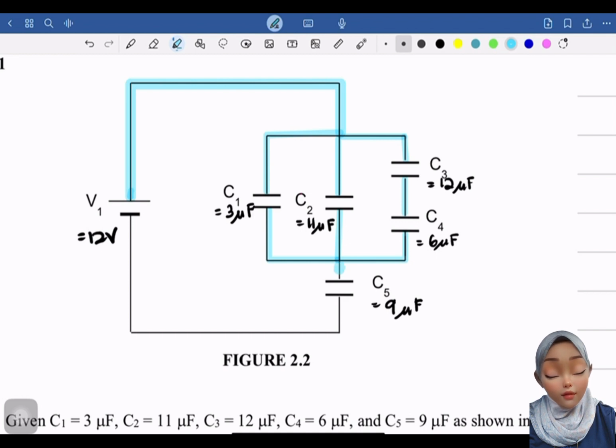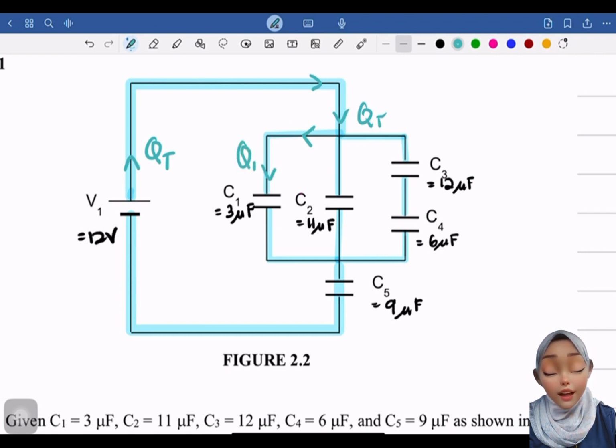before it goes to C5, where the C5 is actually in the main river. So we can say that here is the total charge. Okay, this is the total charge. And then dia pergi ke Q, I'm going to call this one Q1. The amount of water sekarang ni dah berpecah kepada 3.